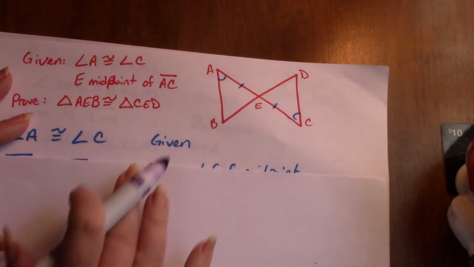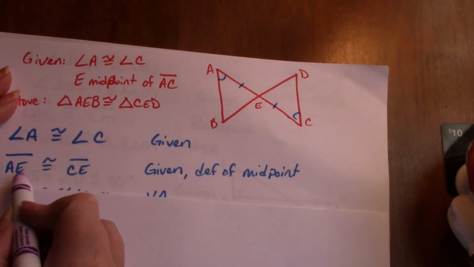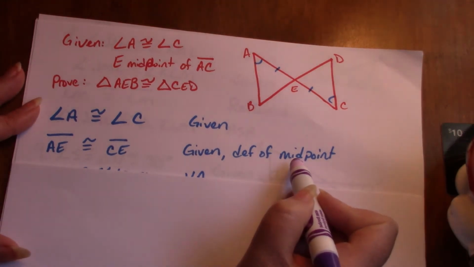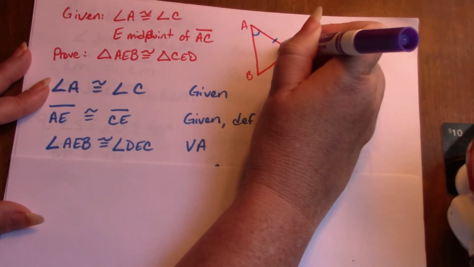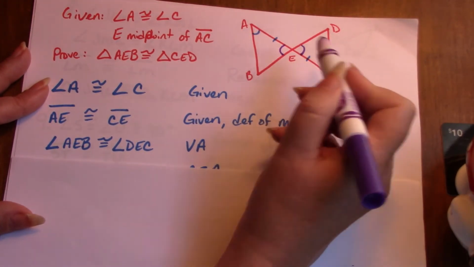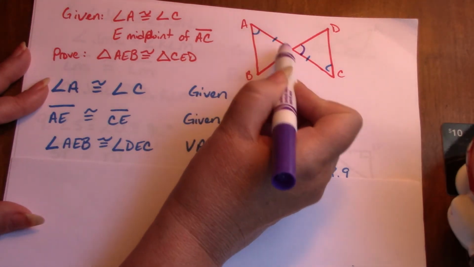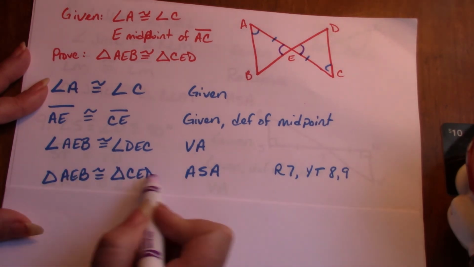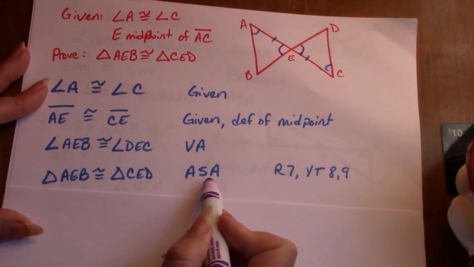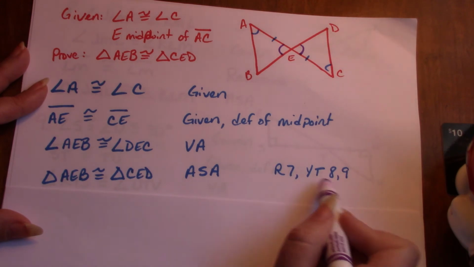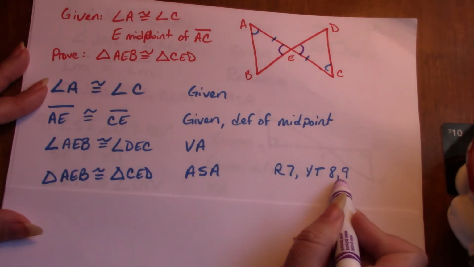So we've got what was given to us, and we've got that these two are congruent because that's the definition of midpoint. And we know that this angle equals this angle because they are vertical angles. And that gives us angle, side, angle. So these two triangles are congruent because of the angle, side, angle theorem. So pause here, try reflection number 7, and your turn numbers 8 and 9. Come back when you're done.